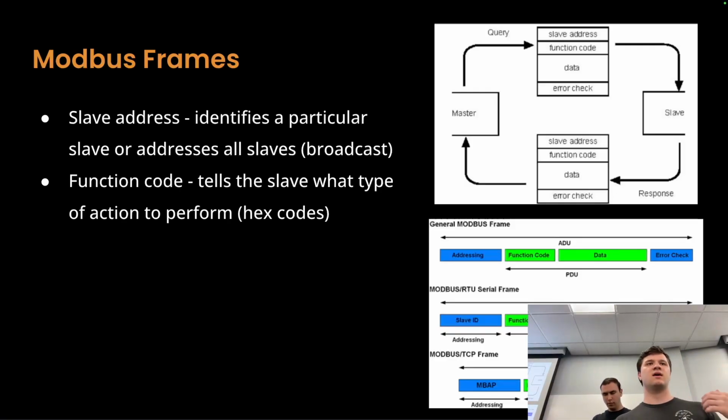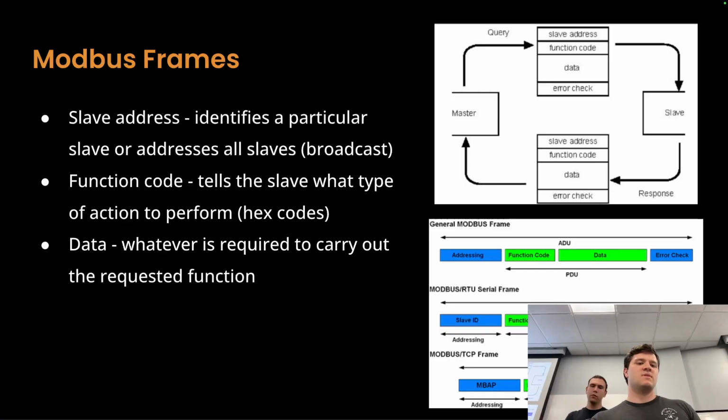So this could be 0x01 for reading coils, or 0x06 for writing to registers. And so the data, which I'm going to talk about in a little bit, is really whatever the master is trying to actually do with its request. So it kind of goes hand in hand with the actual function code.